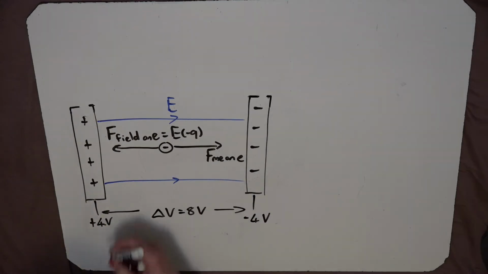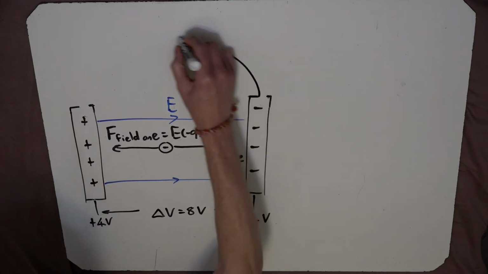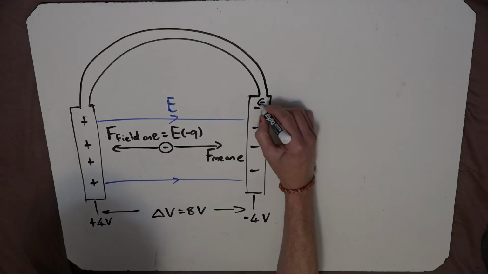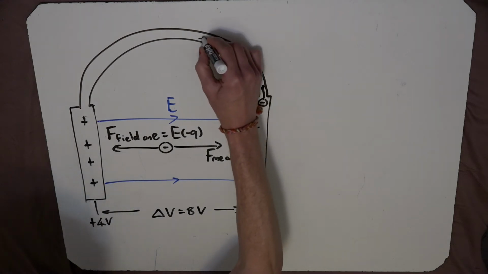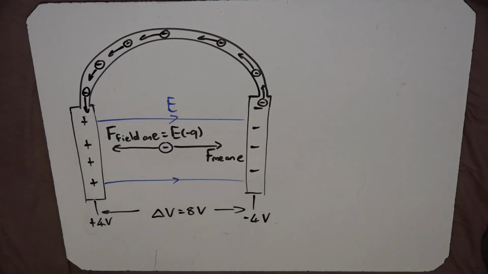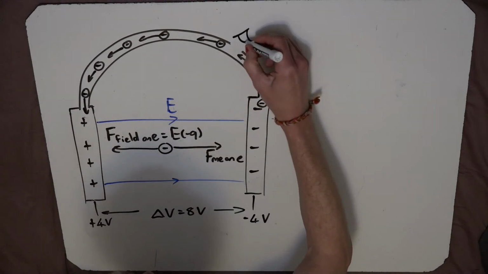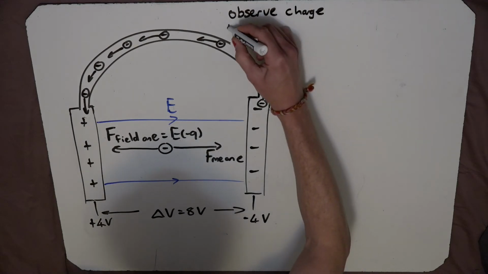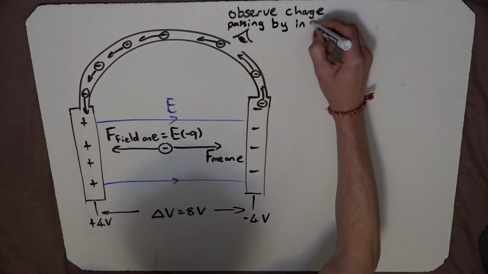Now, what if I connected the negative plate to the positive plate with a conducting wire? The electrons would rush out of the negative plate and run all the way around to the positive plate, and they would keep on doing this until the whole system became electrically neutral again. Imagine I was able to cut open the circuit and microscopically observe the amount of charge passing by in a certain time t.